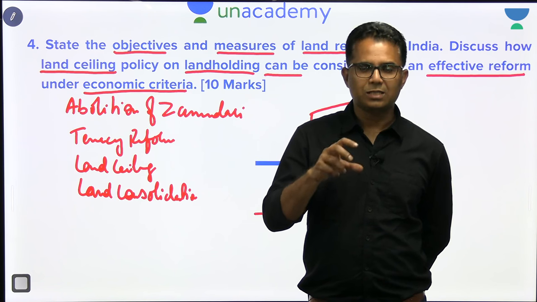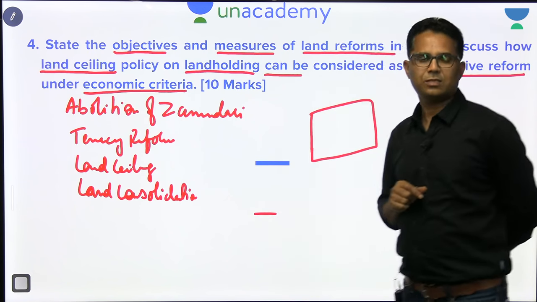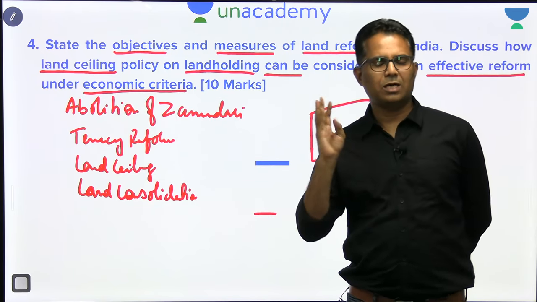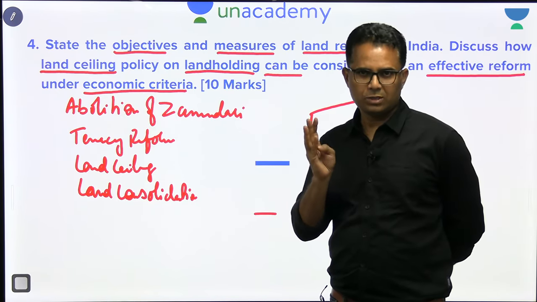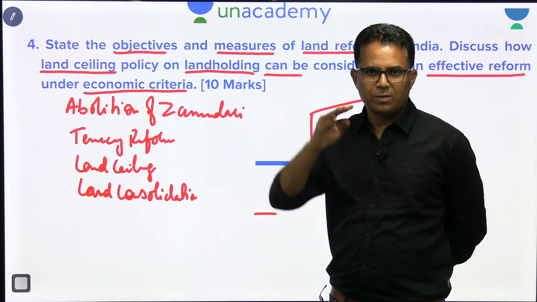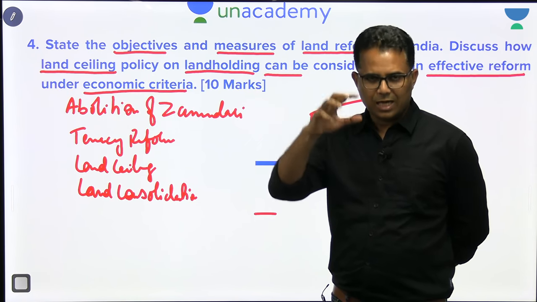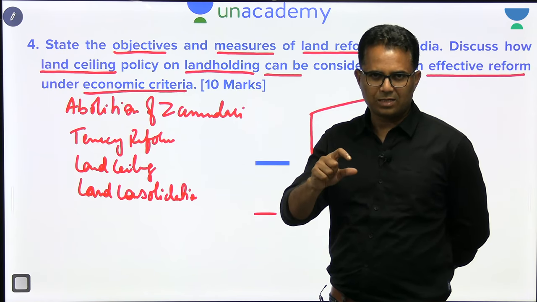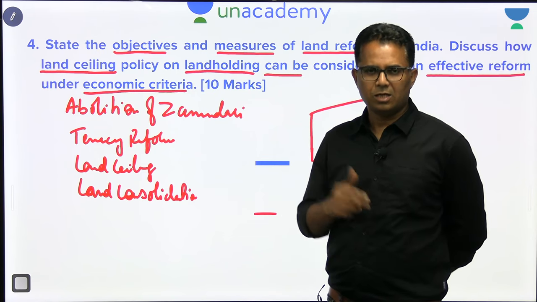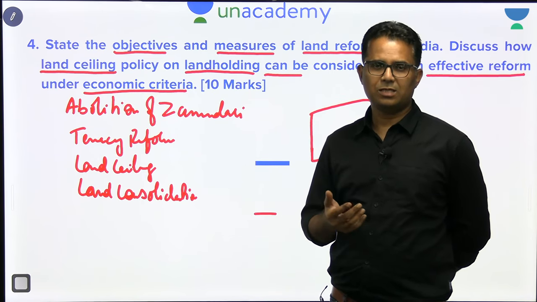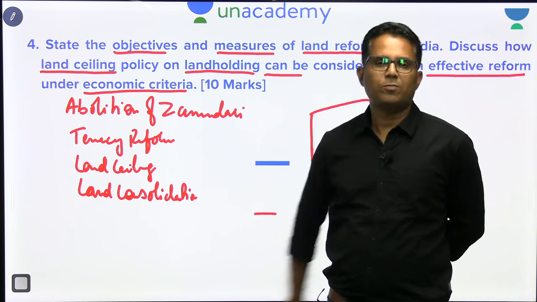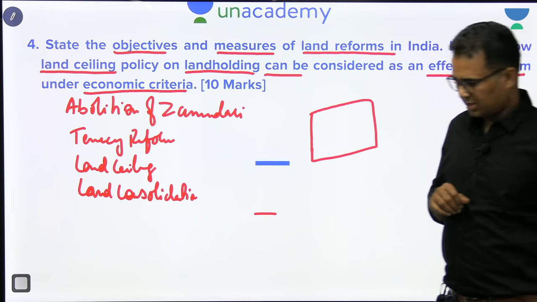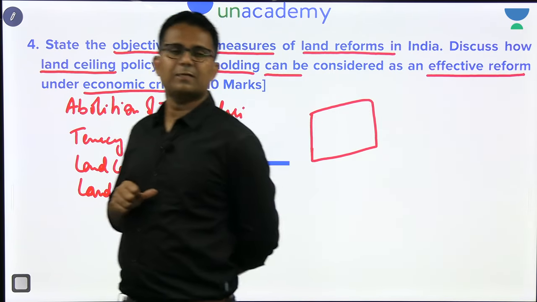In that sense, it is a reform under the economic theory. This land seeding is leading to more competition. This land seeding is preventing monopoly or oligopolies. This land seeding is helping in reducing the prices of the agri commodities. This land seeding is motivating farmers to make their land more fertile, for better yield. All these steps can be considered as an effective reform under economic theory. So, land seeding can be considered as an effective reform under economic theory.